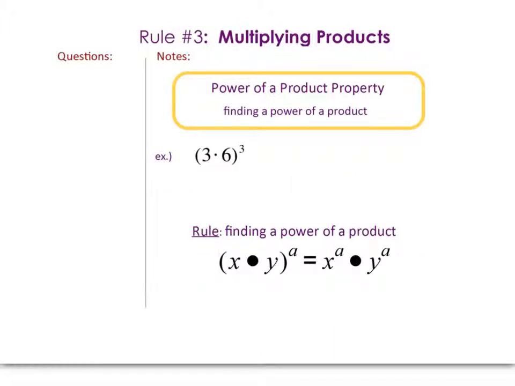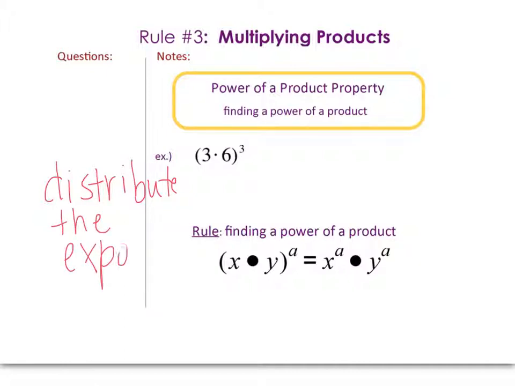So the other kind of property we have is called power of a product property. What this means is inside my parentheses, I don't have an exponent anymore. I have multiplication between two different numbers or two different variables. So if I have something on the outside of my parentheses, I want to distribute the exponent to everything inside that parentheses.